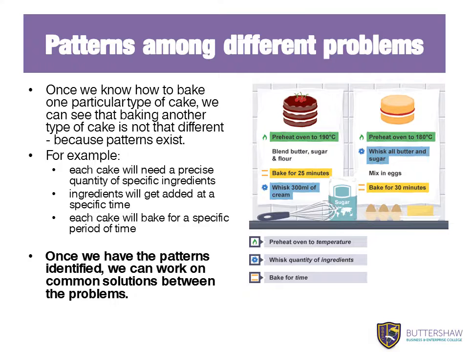Patterns among different problems. Once we know how to bake one particular type of cake, we can see that baking another type of cake is not that different because patterns exist. For example, each cake will need a precise quantity of specific ingredients. Ingredients will get added at specific times. Each cake will bake for a specific period of time. Once we have the patterns identified, we can work on common solutions between the problems. If you have a look at the image on the screen, you can see the example of the patterns.